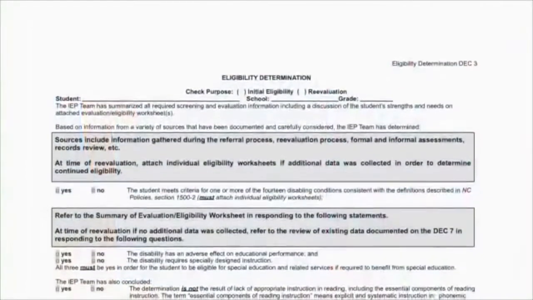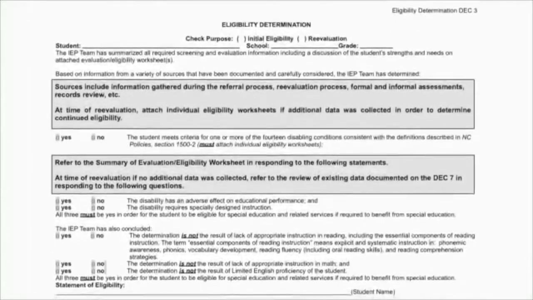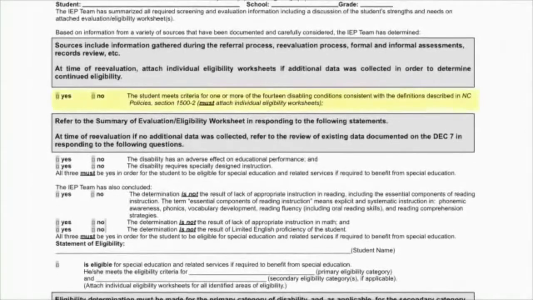The team will review your child's eligibility for special education services by considering all relevant information and assessments. There are 14 categories of eligibility. If your child is eligible for more than one of these categories, the team, including you, will decide which one is primary and then list others.